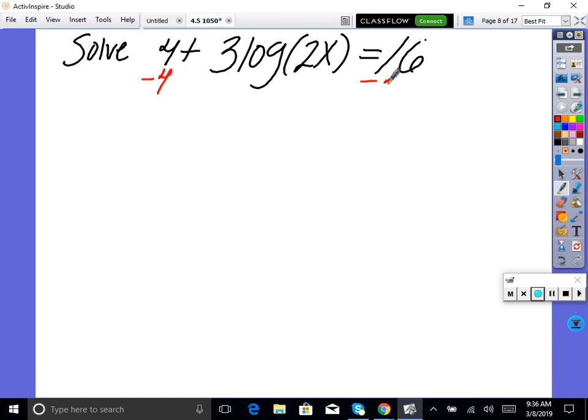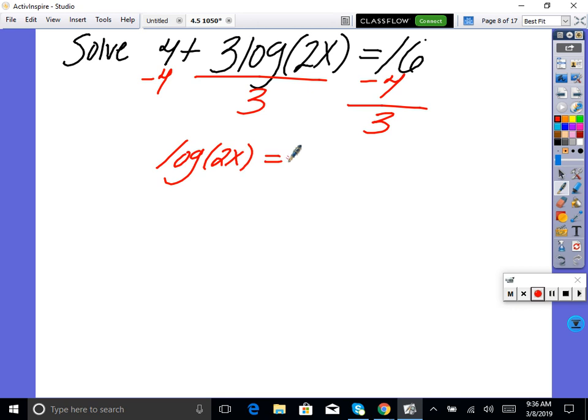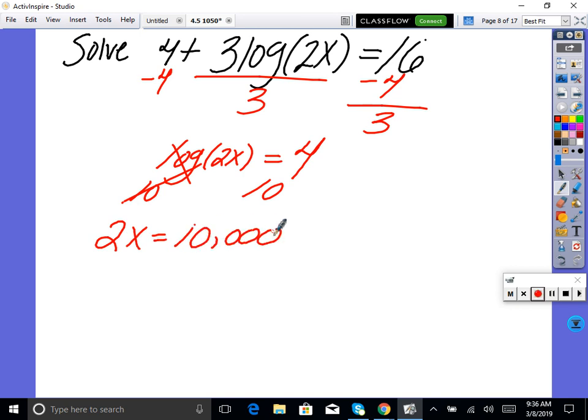Minus 4, then we would divide by 3. So we have log of 2x equals, that was 12 divided by 3, which is 4. Then what? Base 10 both sides. Way to remember, log of nothing is secretly base 10. So we have 2x equals 10,000. Then divide by 2. So x is equal to 5,000.